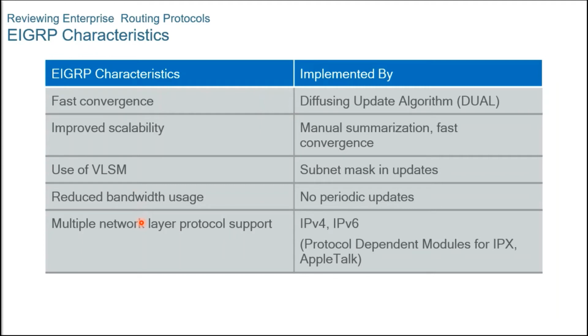EIGRP uses the Diffusing Update Algorithm to determine the best path. OSPF uses Dijkstra's algorithm.